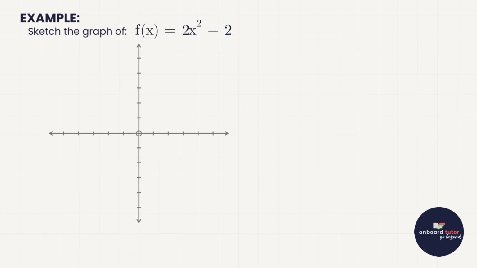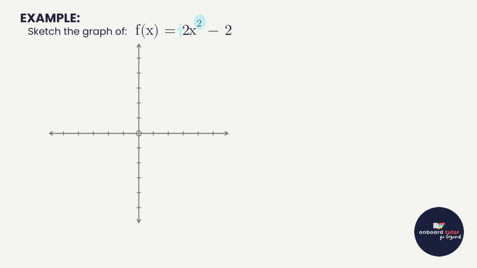So sketch the graph of f of x is equal to 2x squared minus 2. So straight away, I see this square, and I know that I'm dealing with a parabola. I also see that this 2 is positive, so I can tell you straight away this is going to be a happy parabola. It's going to be a smiling one because of the positive a value.